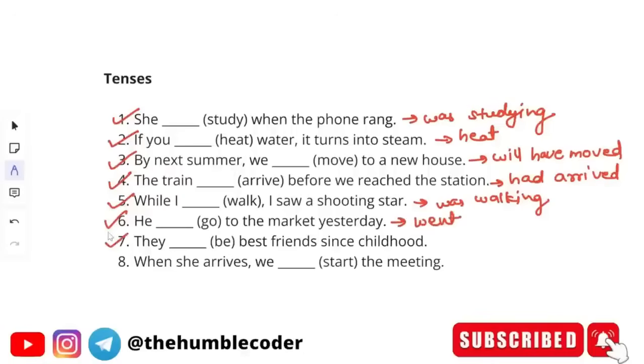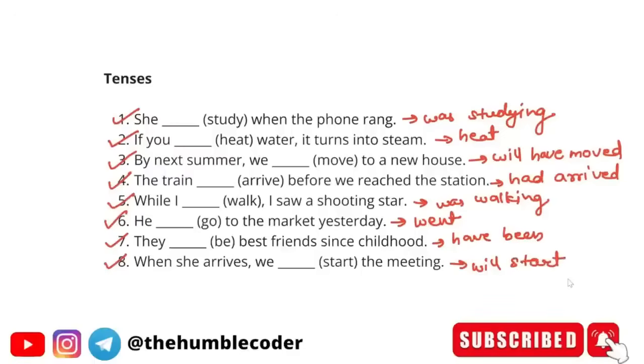Next question. They dash be best friends since childhood. Okay, so the correct answer will be they have been best friends since childhood. Next question that we have is when she arrives, we dash start the meeting. The correct answer will be when she arrives, we will start the meeting. Future tense basically.